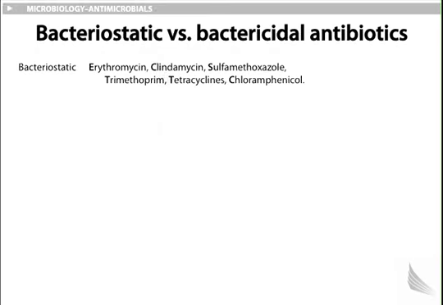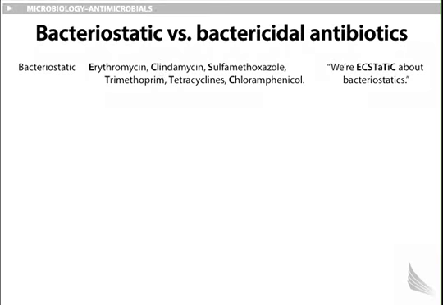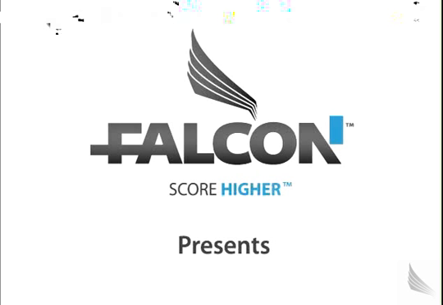The bacteriostatic antimicrobial agents include erythromycin, clindamycin, sulfamethoxazole, trimethoprim, tetracyclines, and chloramphenicol. You can remember these by the mnemonic: we're ecstatic about bacteriostatic. So in ecstatic we have E, C, S, T, T, and C. Erythro, clinda, sulfamethoxazole, trimethoprim, tetracyclines, and chloramphenicol.